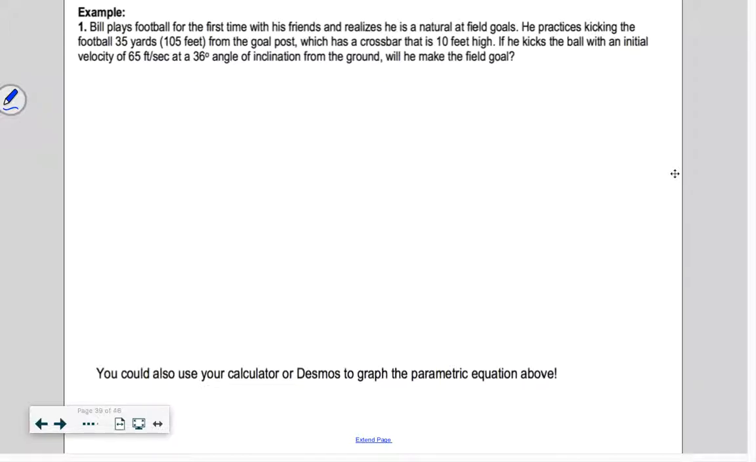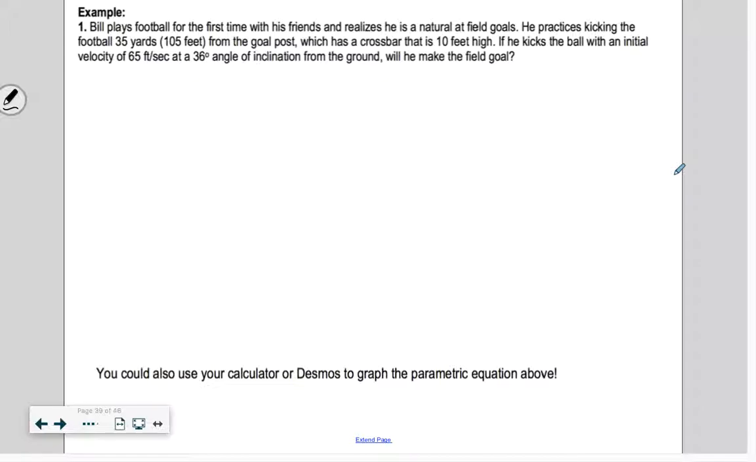So Bill plays football for the first time with his friends, and he realized that he's a natural at field goals. So he practices kicking the football 35 yards, which is 105 feet. Do we all know that? Times 3, right? From the goalpost, which has a crossbar that is 10 feet high. If he kicks the ball with an initial velocity of 65 feet per second, it's really fast, at a 36-degree angle of inclination from the ground, will he make the field goal?